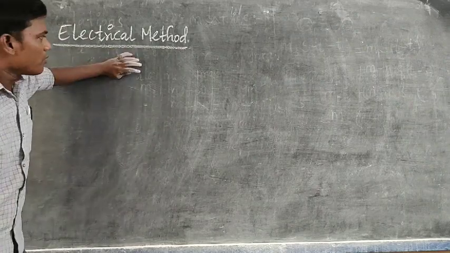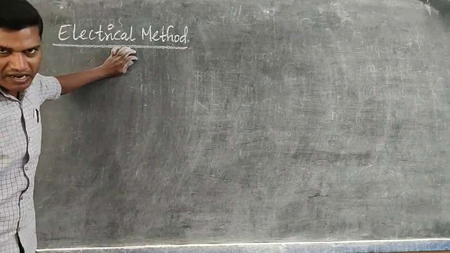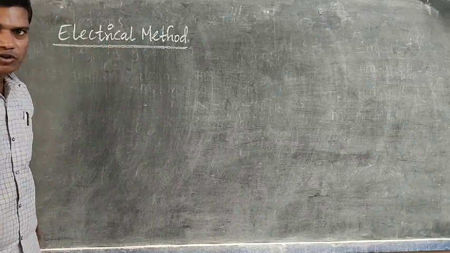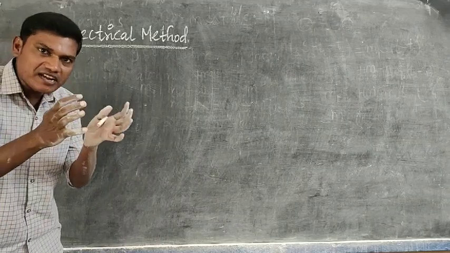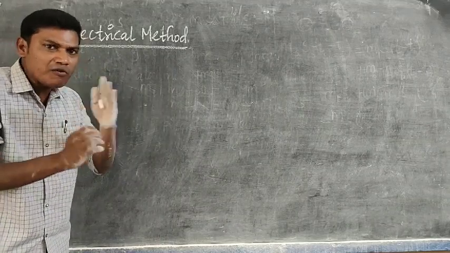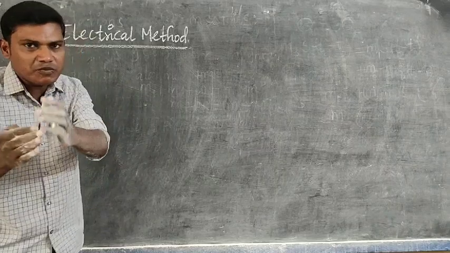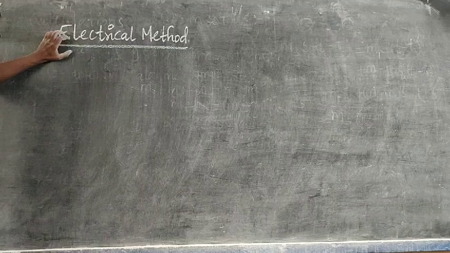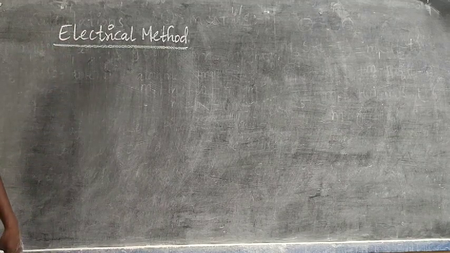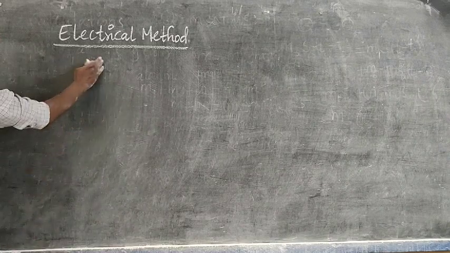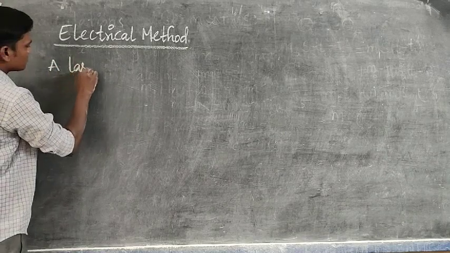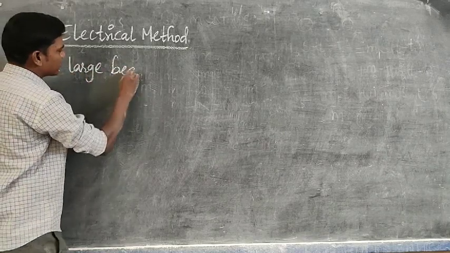Now, according to this method, how can we find it? We discuss that this time. But in this method also, whatever method you follow in any experiment, we must have some materials or apparatus. Which materials or apparatus are required to find the specific heat of a solid in this method? First of all, we want a large beaker.